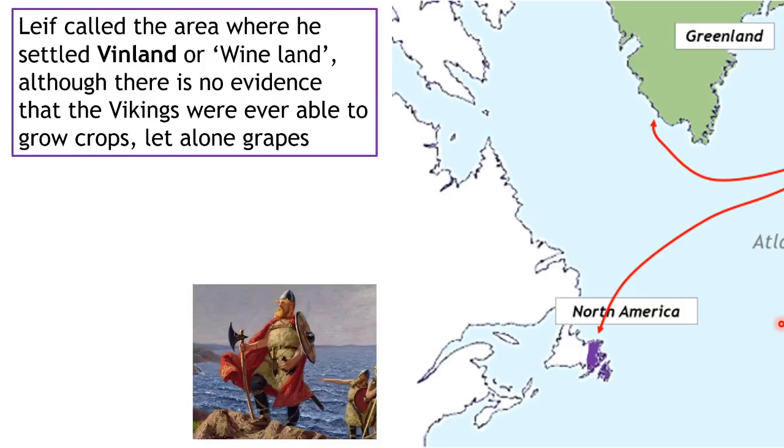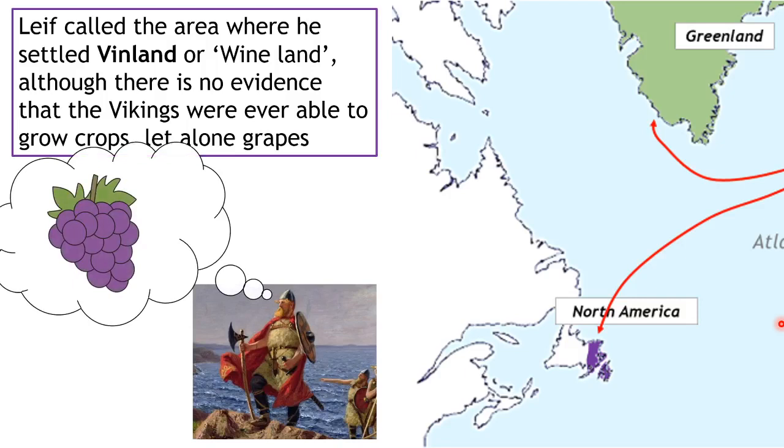When Leif arrived in North America, he called the area where he settled Vinland. Vinland is kind of the Norse word, means wine land. Now, why did he call it wineland? Well, there's no evidence at all that the Vikings were able to grow any crops, let alone grapes, which need lots of warm weather, lots of sun, and lots of rain. There definitely wasn't warmer weather in North America. In this part of North America, you can't grow grapes there.